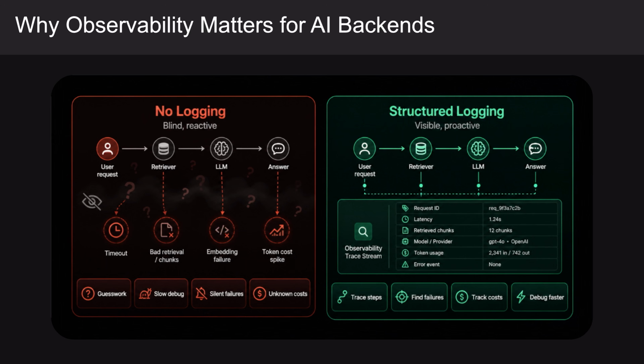Without logs, all of these require you to reproduce the problem from scratch. With structured logs, you can trace exactly what happened, which provider call failed, what the retrieval returned, and how long each step took. Observability is what turns a black box into a system you can actually operate.